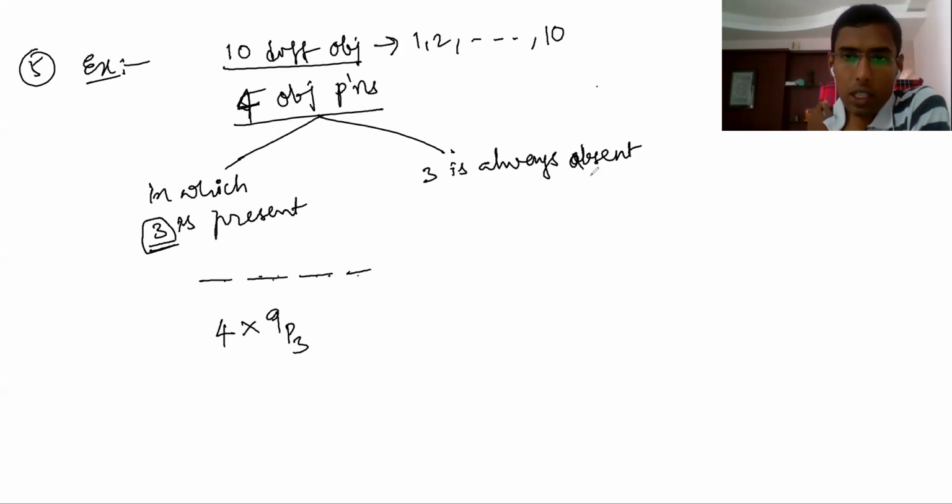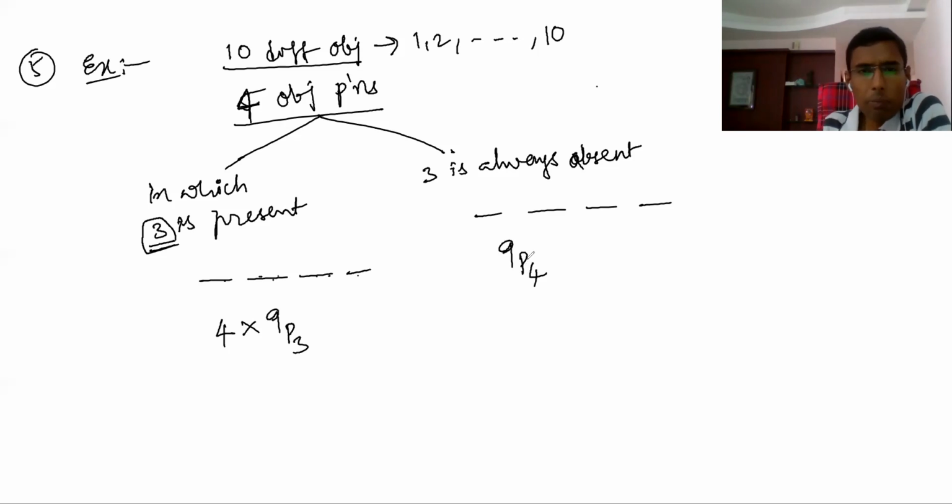So what do I want next? 3 is always absent. 3 is always absent means 3 should not come, so I should take only 9 objects. Keep 3 aside. Then out of 10 objects take only 9 objects and arrange them in 4 blanks. That is 9P4. Now total permutations, in which 3 is present or not present, is 10P4, the number of permutations of 10 different objects taken 4 at a time. So out of this 10P4, only 2 cases are present. What are the 2 cases?